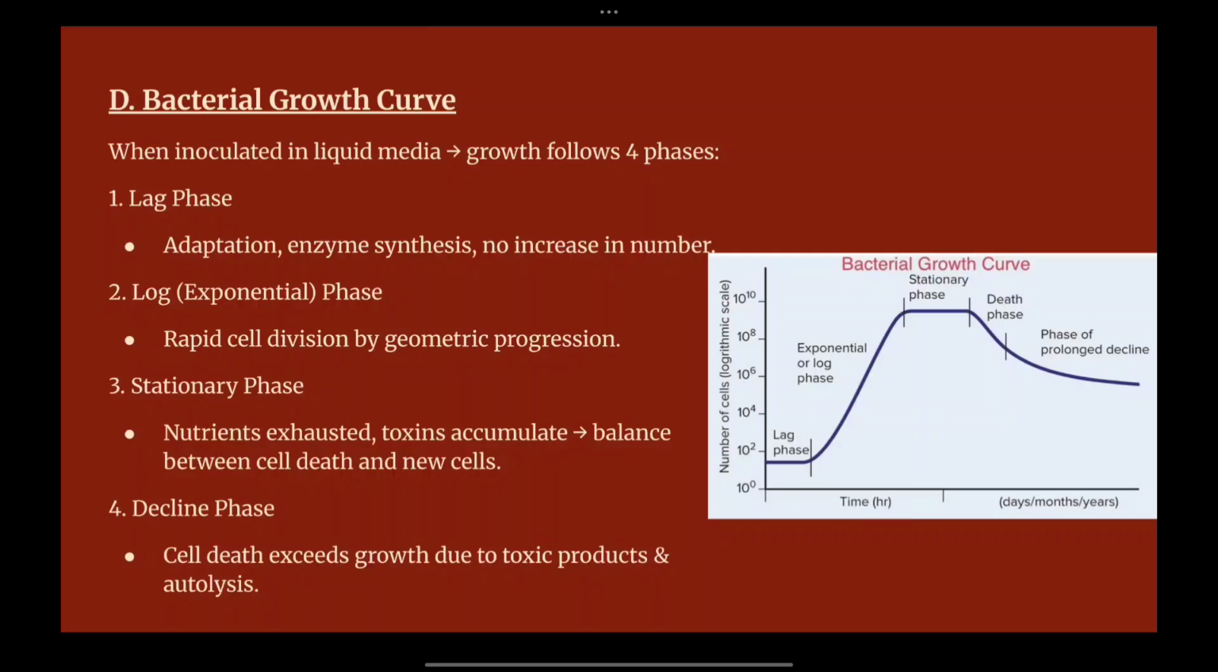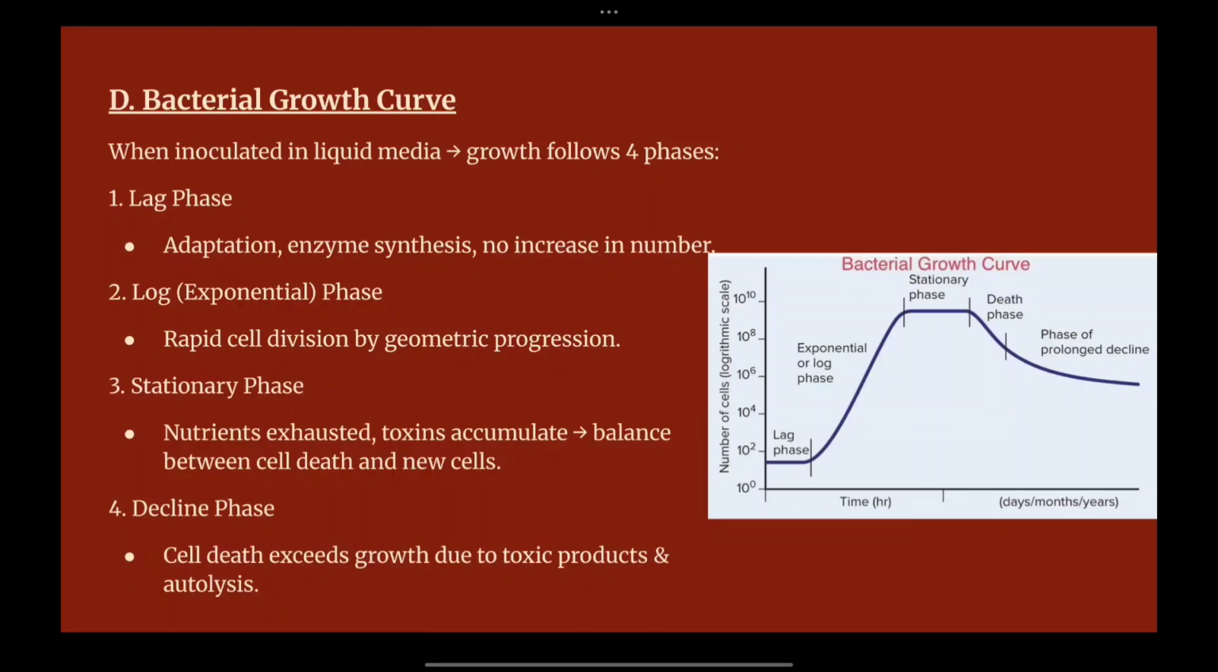Under the lag phase, the bacteria is trying to adapt to the liquid medium and enzymes are being synthesized in order to increase the number of bacteria inside the liquid medium. Whatever bacteria is inoculated in the liquid medium starts to adapt to it, and the enzymes are synthesized by the bacteria, thereby increasing the number.